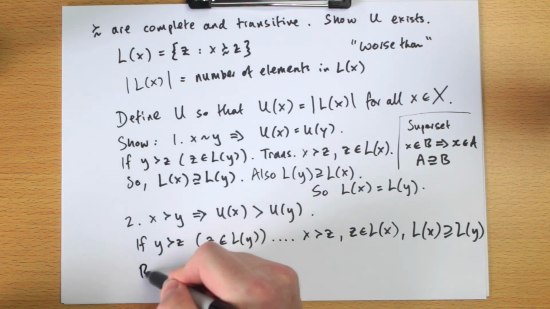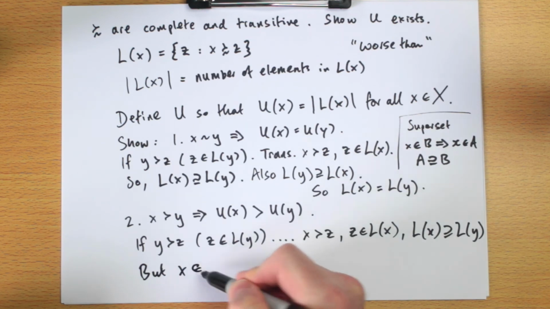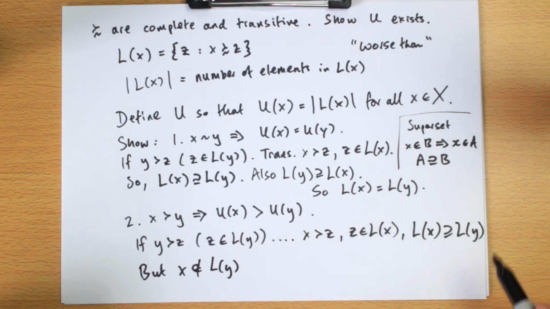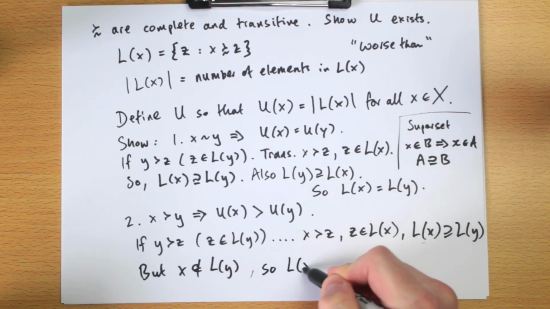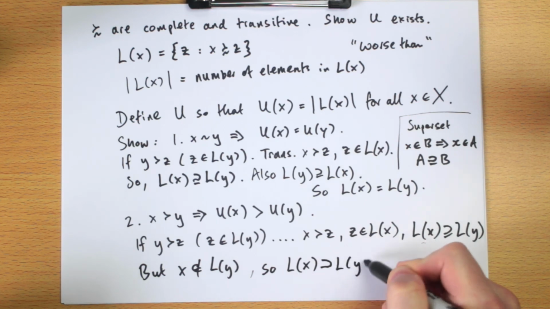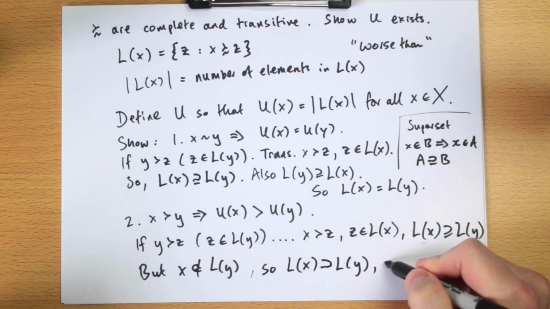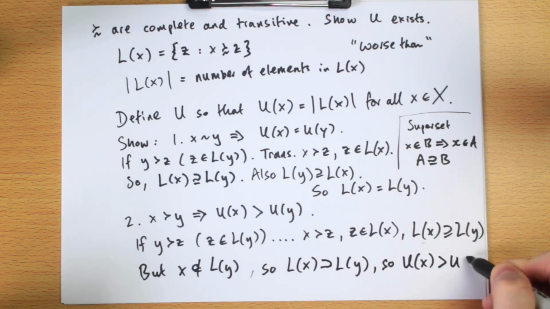So we just now need to note that one thing, but x itself is better than y, so it does not belong to Ly. So I've found one element, namely x itself. There may be others, but at least one x that is in Lx, but not in Ly. So Lx is actually a strict superset of Ly, and so u of x is greater than u of y.